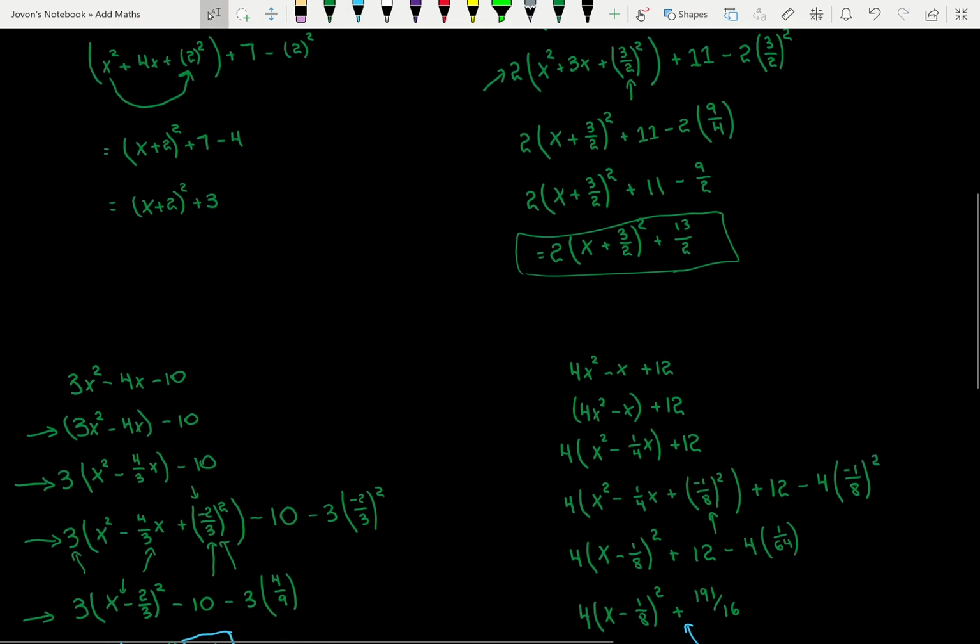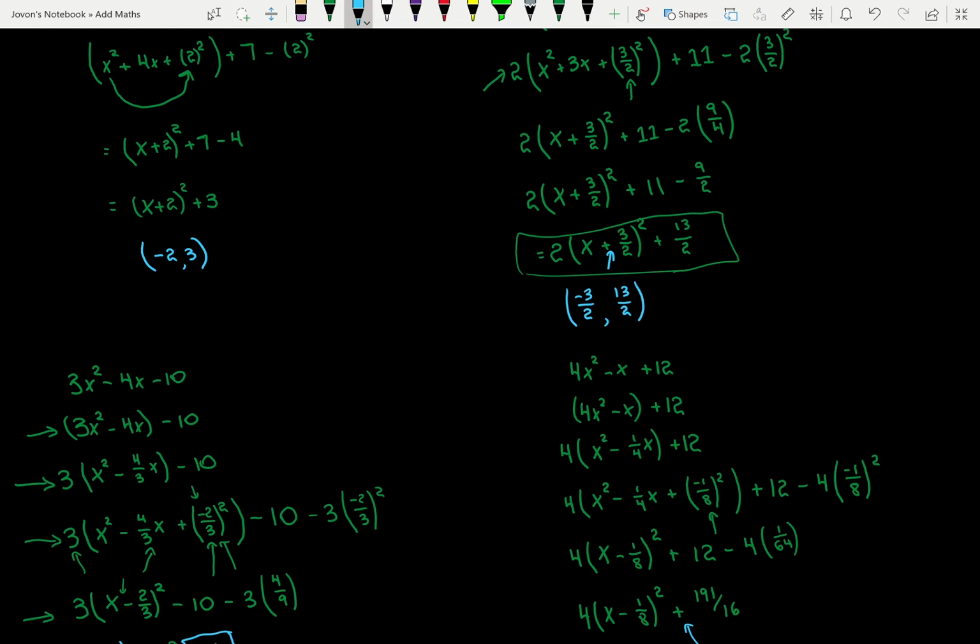Again, for the question on top here, using what we said just now, the coordinates are minus 3 over 2, because remember, we switch the sign for the x value, but we don't switch it for the y value. So, comma, 13 over 2. And for this here, it would be minus 2, comma, 3. This is what completing the square does. It helps us find the turning point of the graph. And that was it for completing the square.